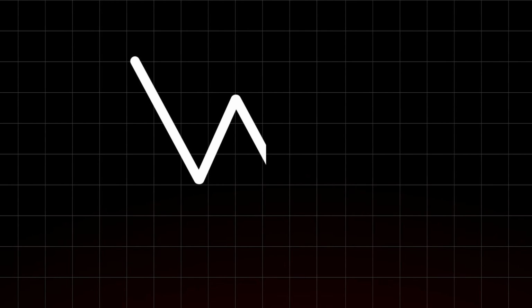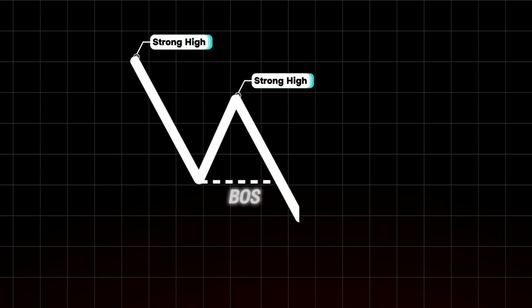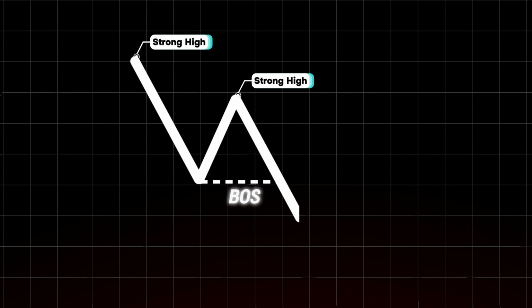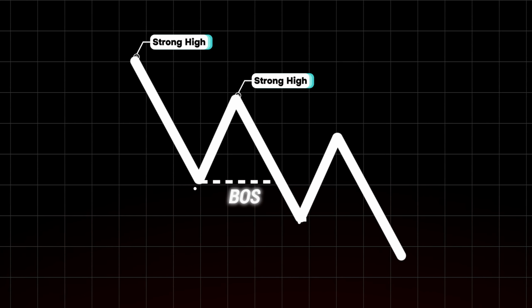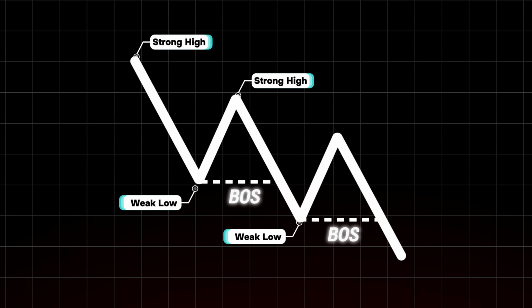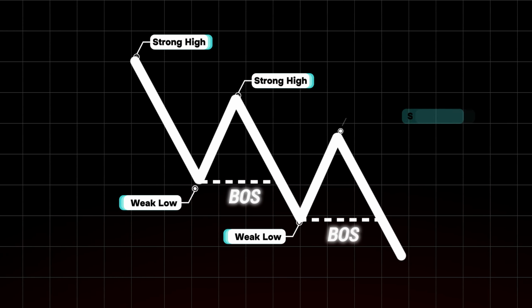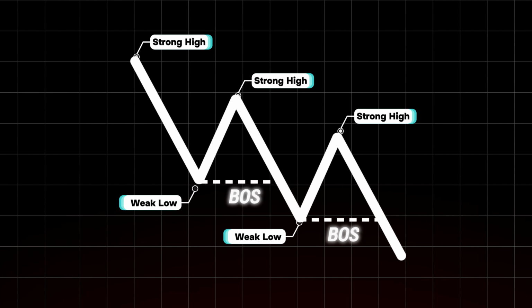At the extreme, a strong high is established when the price fails to break above a key level and then retraces downward. As the price moves lower, it creates a weak low, which becomes a vulnerable point for further breakdowns. Once this weak low is broken, a new strong high is formed, strengthening the trend.